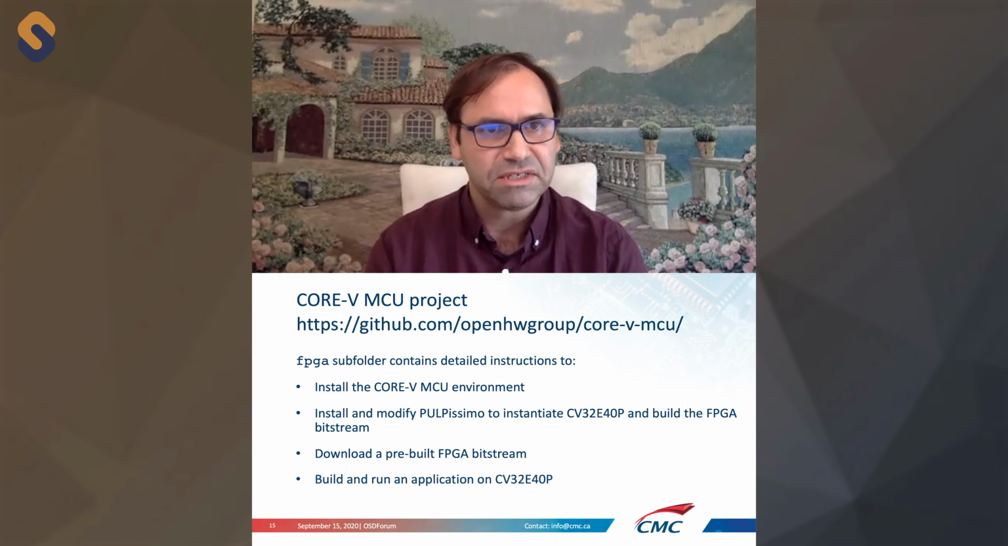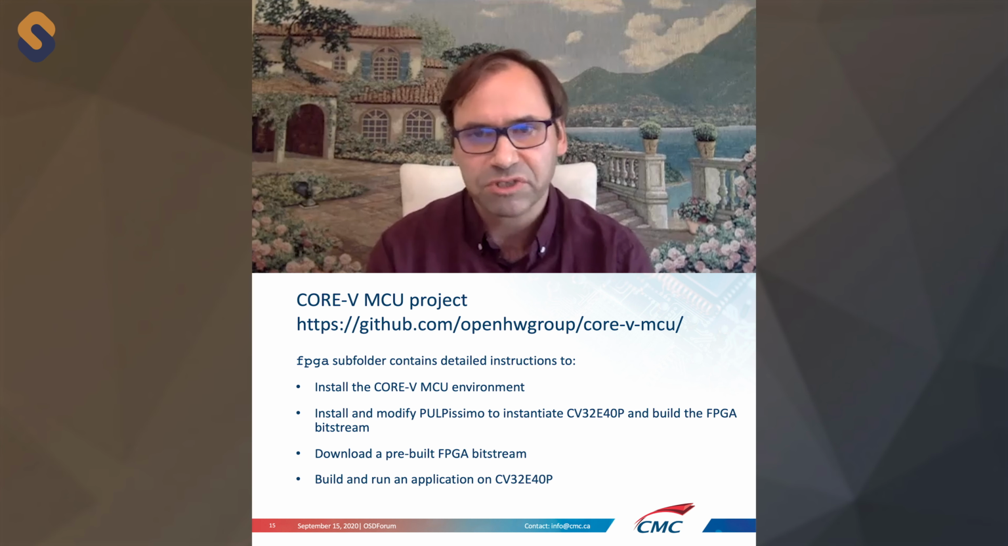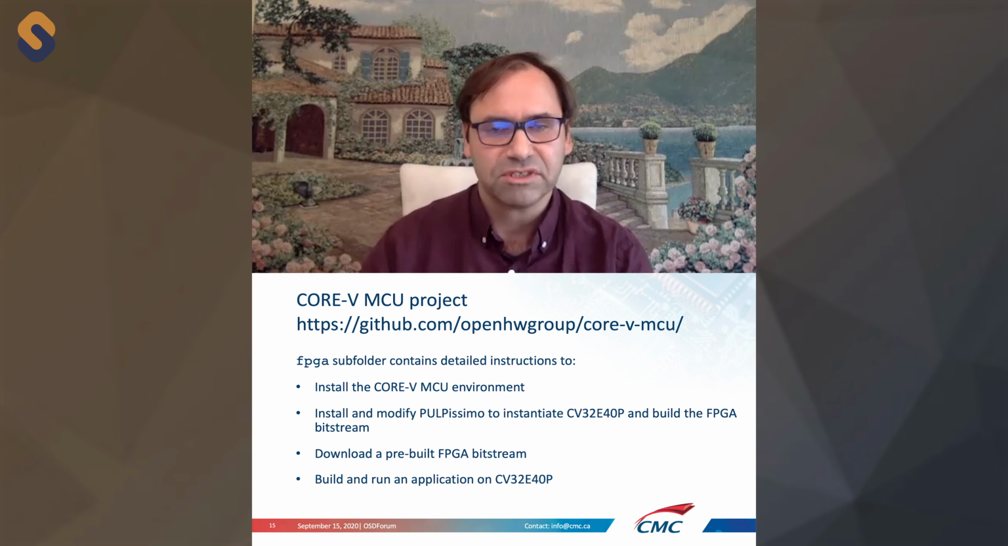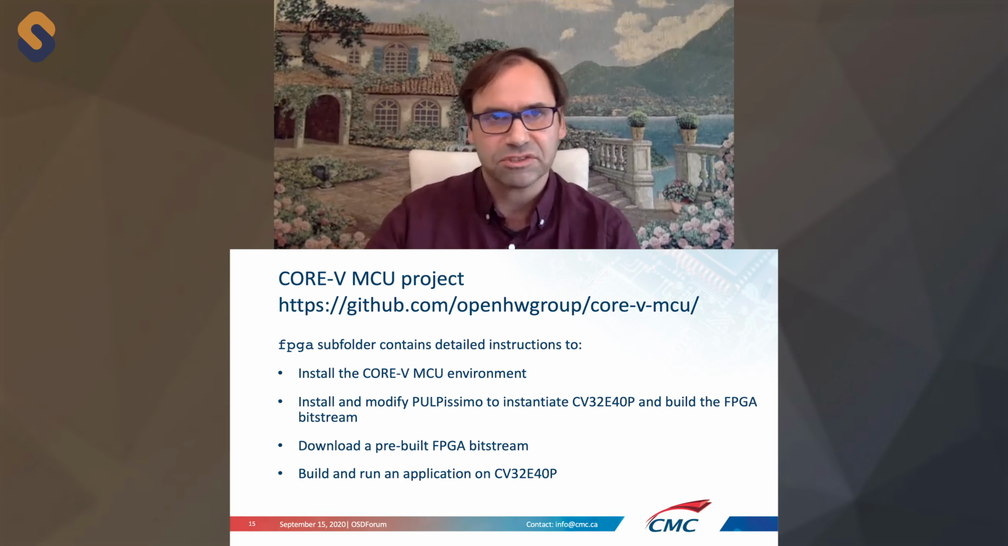So in terms of the steps that were provided in the FPGA subfolder of the Core 5 MCU, there's instructions to install the environment, all the tools, install and modify the Pulpissimo platform to instantiate the CV32E40P core and build the FPGA bitstream, instructions to download a pre-built FPGA bitstream or the bitstream that you've created, and build and run an application. I should also mention there's also instructions how to run a QuestaSim simulation in those instructions.